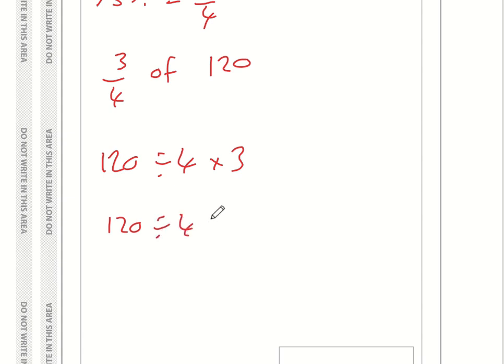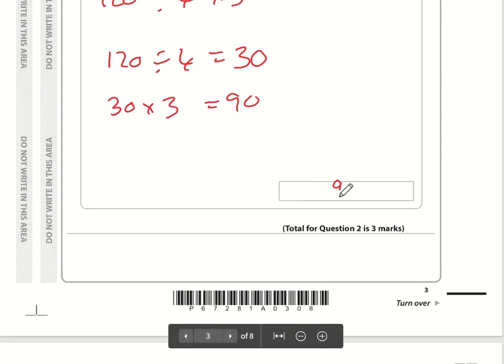120 divided by 4 is what? Well, 12 divided by 4 is 3. So 120 divided by 4 is 30. And now we're going to multiply that by 3. 30 times 3 is 90. So that is our answer.